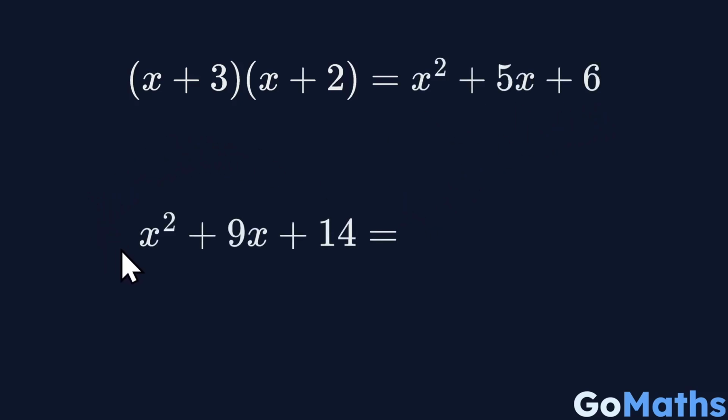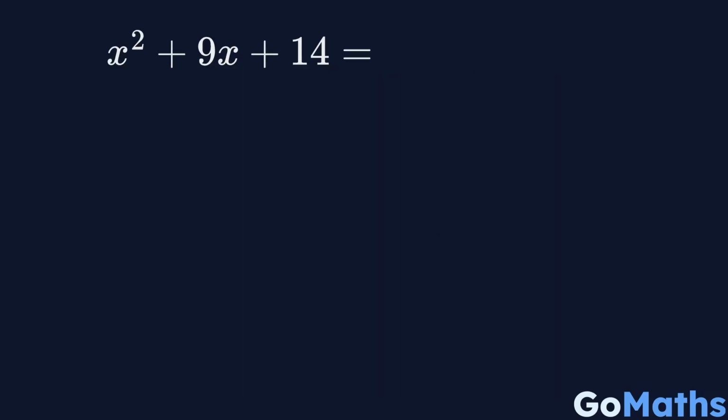What if we want to take a quadratic like this one and figure out which binomials multiply together to get it? Let's continue with this example quadratic. We know that we'll have two binomials involving x multiplied together. However, we don't know what goes here, nor what goes here. For now, we'll just use the placeholders p and q.